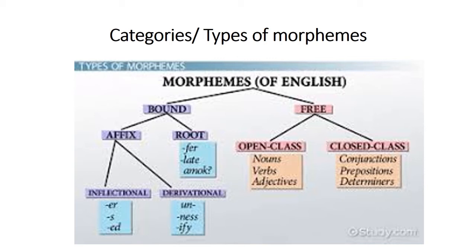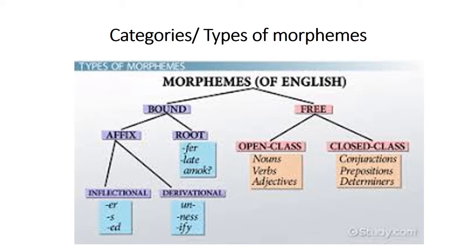So the first category is the free morpheme. Free morphemes are the morphemes that can stand by themselves as single words and they perform independently. For example, open, door, or you can take any other words. So these give the meaning of their own independently.